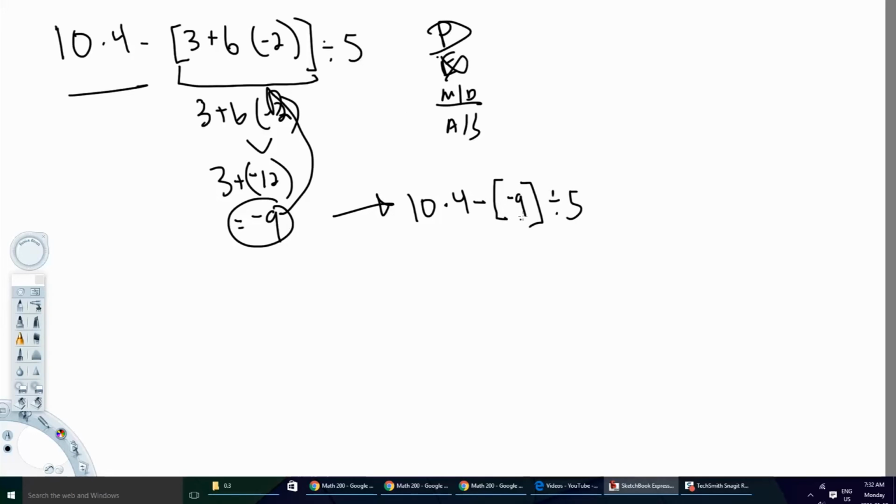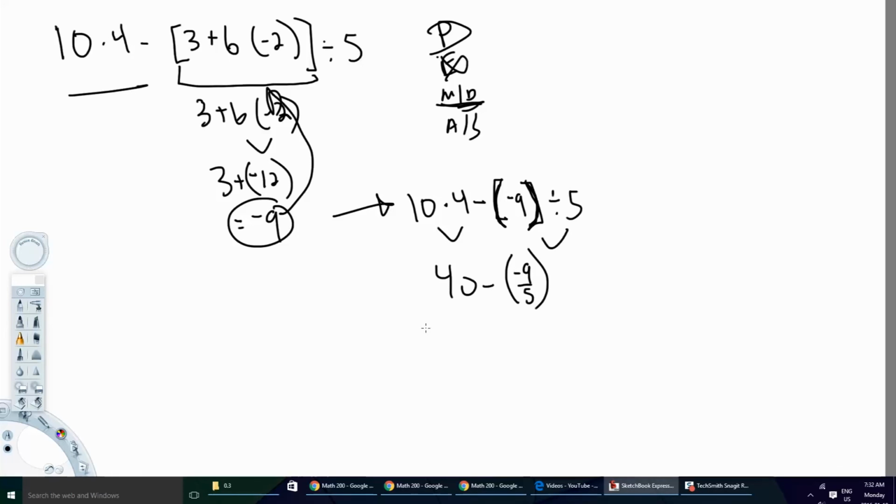Now this is no longer a parentheses. It's just an expression, right? You've solved what's inside. So we're still here. Multiplication division. Do we still have any multiplication division? Yes, we do. We have one here and we have one here. So 10 times 4 equals 40 minus negative 9 divided by 5. Ooh, that's a killer. So that would be negative 9 over 5.